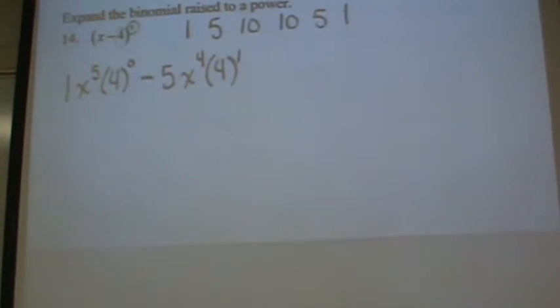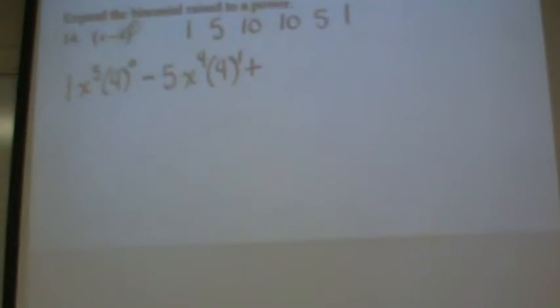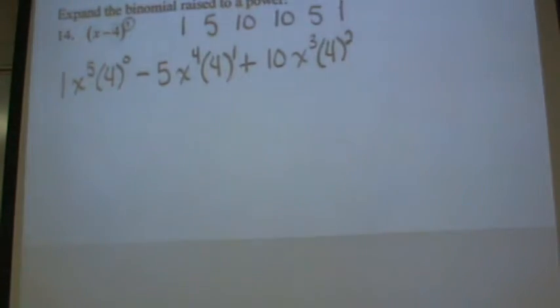And then our next term, our coefficient is 5. Our x exponent goes down by 1, so it's x to the 4th. Then we have our second term was the 4 to the first power, because it's increasing by 1. Alternating our signs, now we have an addition. Our coefficient for our third term is the 10. Our x is to the third now. 4 is being squared.